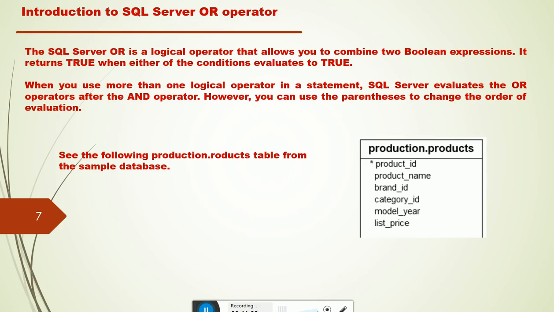When you use more than one logical operator in a statement, SQL Server evaluates the OR operator after the AND operators. Means the AND operator is evaluated first, then the OR. However, you can use the parenthesis to change the order of evaluation. See the following products table from the sample database. So we have to use the same table here.